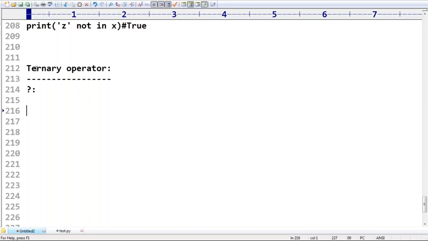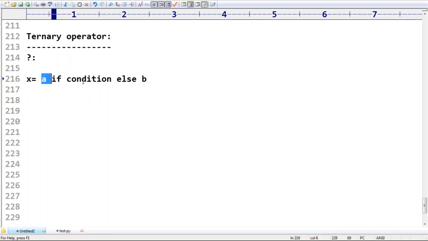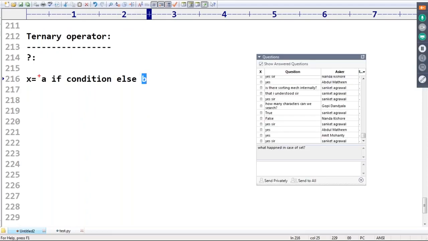We have question mark colon itself, which is nothing but the ternary operator, right? But in Python, what is the way? Very simple. X is equal to A if condition else B. Observe that: A if condition else B. Here, A is the first argument, condition is the second argument, and B is the third argument. That's why 3 arguments are available by default, which is nothing but the ternary operator.